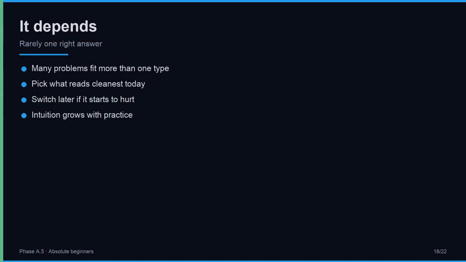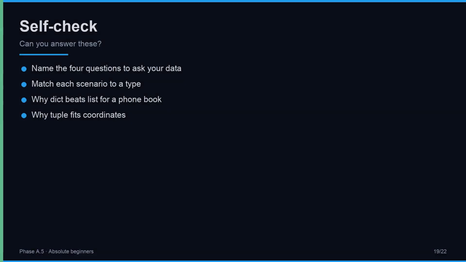Notice that none of these choices is absolute. A shopping list could be a tuple if you never edit it. A phone book could be a list of pairs if it stays tiny. There is rarely one right answer, only the answer that fits your situation today. Pick the type that reads cleanest, and switch later if it starts to hurt. Intuition for the right choice grows with every program you write. Pick, then adapt.